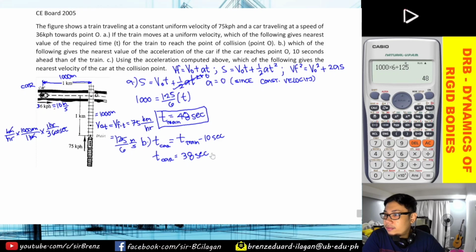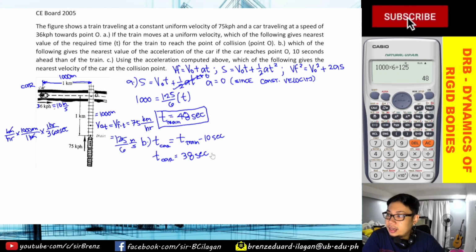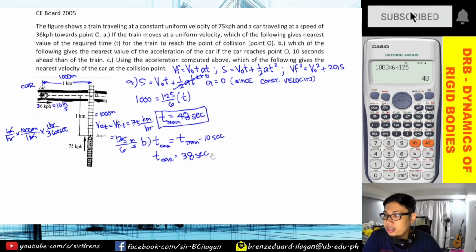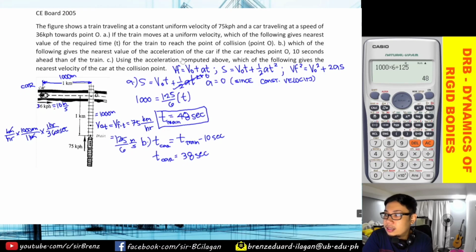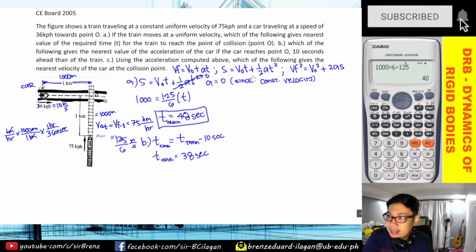Right, so which of the following gives the nearest value of the acceleration? So ang hinahanap is acceleration. So given yung initial velocity ng car, I think magandang gamitin is ito ring second equation. Ano? So ang hinahanap is acceleration.